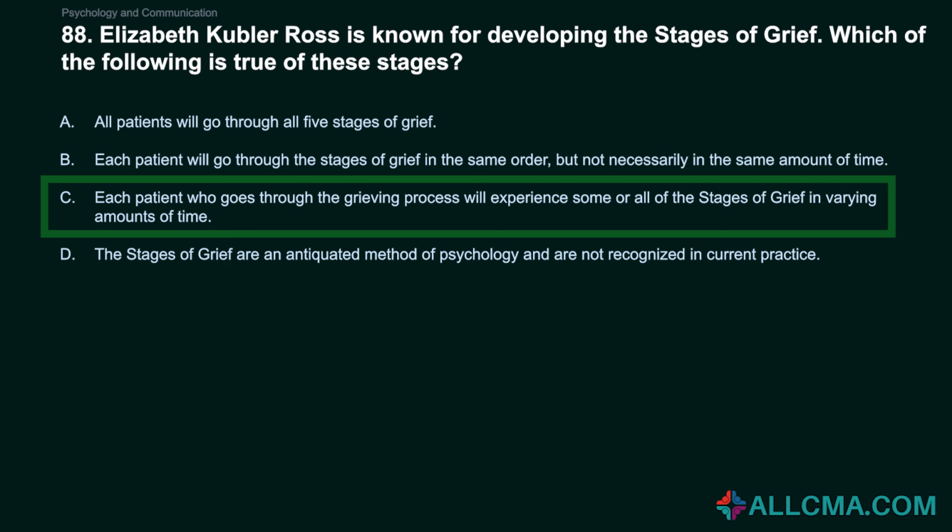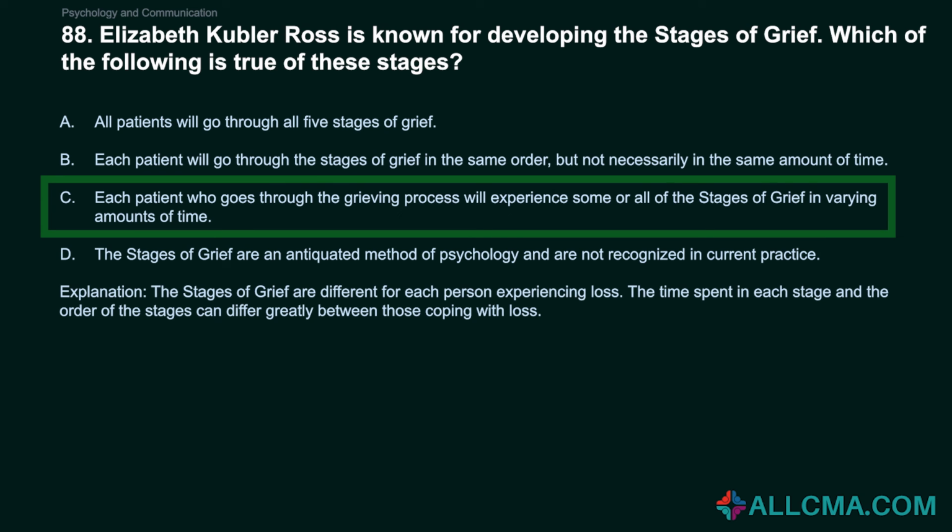Correct answer: C. Each patient who goes through the grieving process will experience some or all of the stages of grief in varying amounts of time. The stages of grief are different for each person experiencing loss. The time spent in each stage and the order of the stages can differ greatly between those coping with loss.